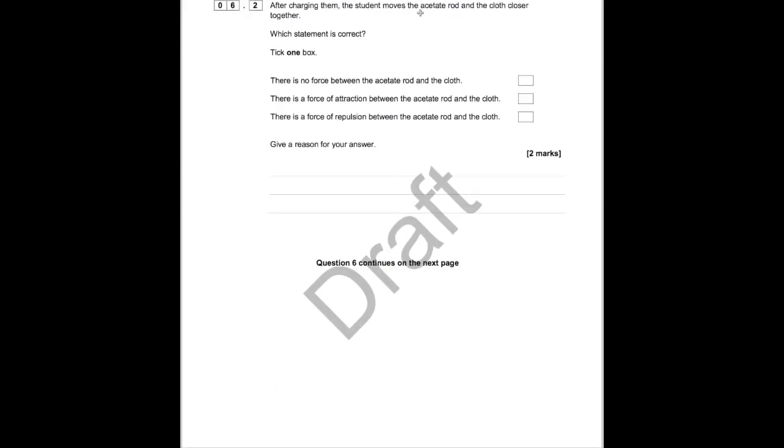After charging them, the student moves the acetate rod and the cloth closer together. Which statement is correct? There is no force between the acetate rod and the cloth. Nope. There is a force of attraction between the acetate rod and cloth. Could be. There is a force of repulsion. Right, okay, it's the attraction one then. Give a reason for your answer. Opposite charges attract.